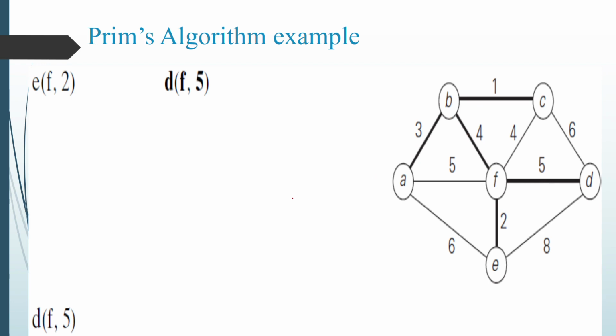So what is your problem now? Finding the minimum spanning tree. So you got that minimum spanning tree here. I hope you got the concept of how Prim's algorithm actually works to find the minimum spanning tree under the greedy method. Thank you.